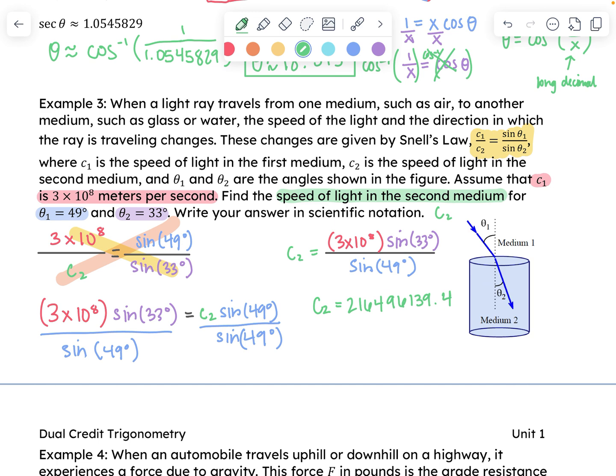Okay, it does tell me that I need to write my answer in scientific notation. So I'm going to pay attention to how they gave me my C1. They just had 3 times 10 to the 8th. So I'm going to follow that pattern for when I write my C2 answer. So I'm going to take this decimal and I'm going to move it over 1, 2, 3, 4, 5, 6, 7, 8 times. So C2 is going to be 2 times 10 to the 8th. They didn't have any decimals with theirs. It was just 3. So I'm going to keep it the same way.